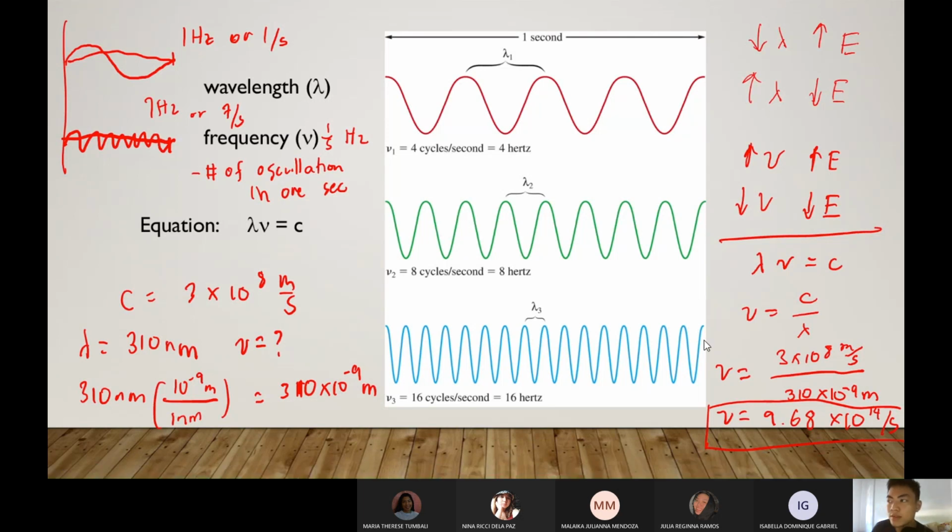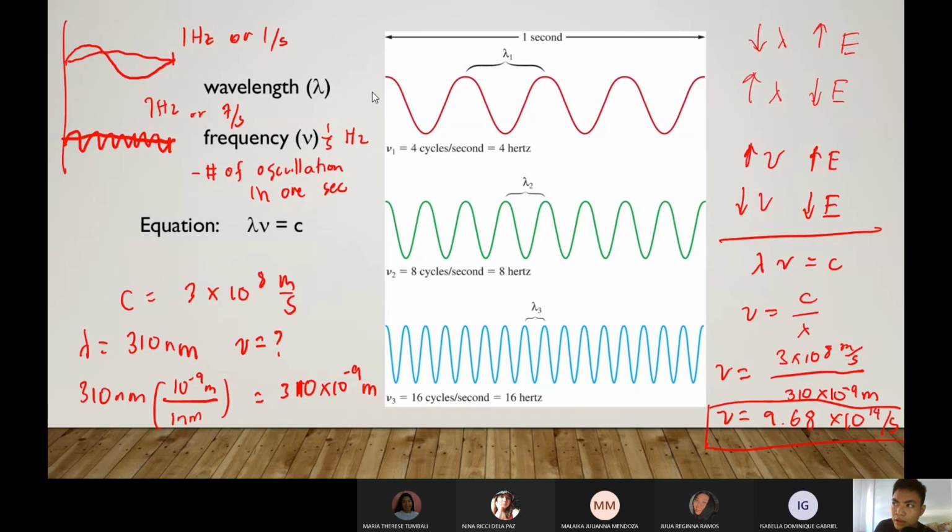Okay. So again, kaya yan. Okay, so yun lang. So again, if you are asked to solve, no? Kunwari sa quiz, if you are asked to solve for wavelength and the frequency, just use this equation. Okay. So always remember that the product of wavelength and frequency is the speed of light.